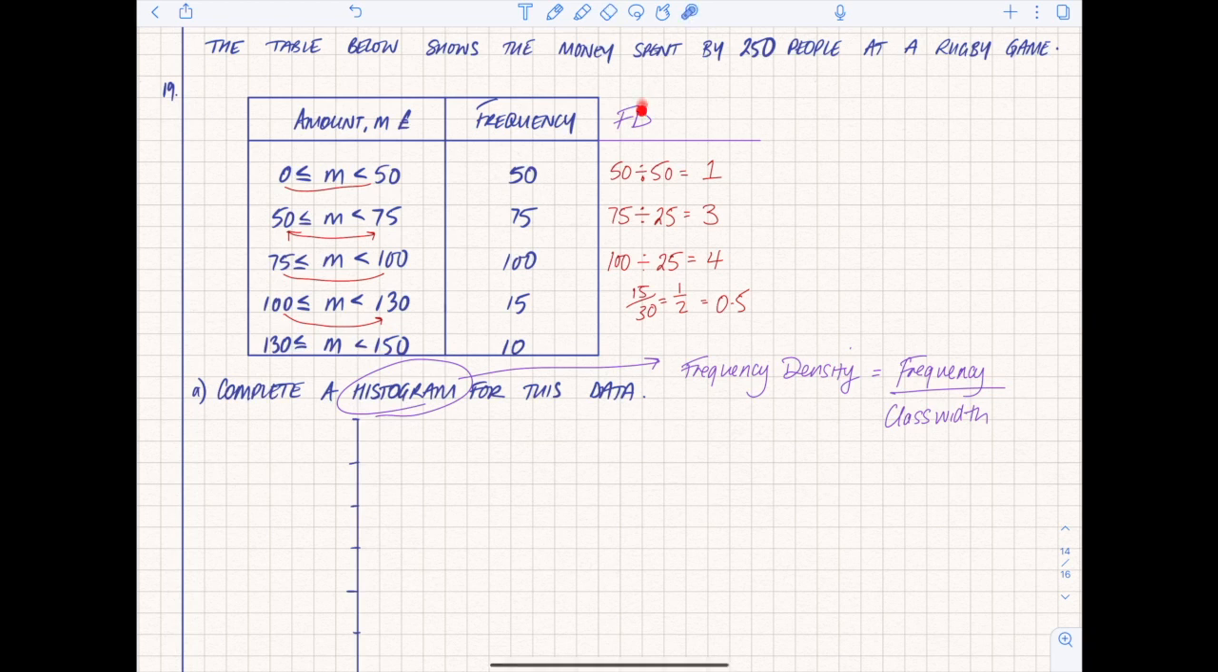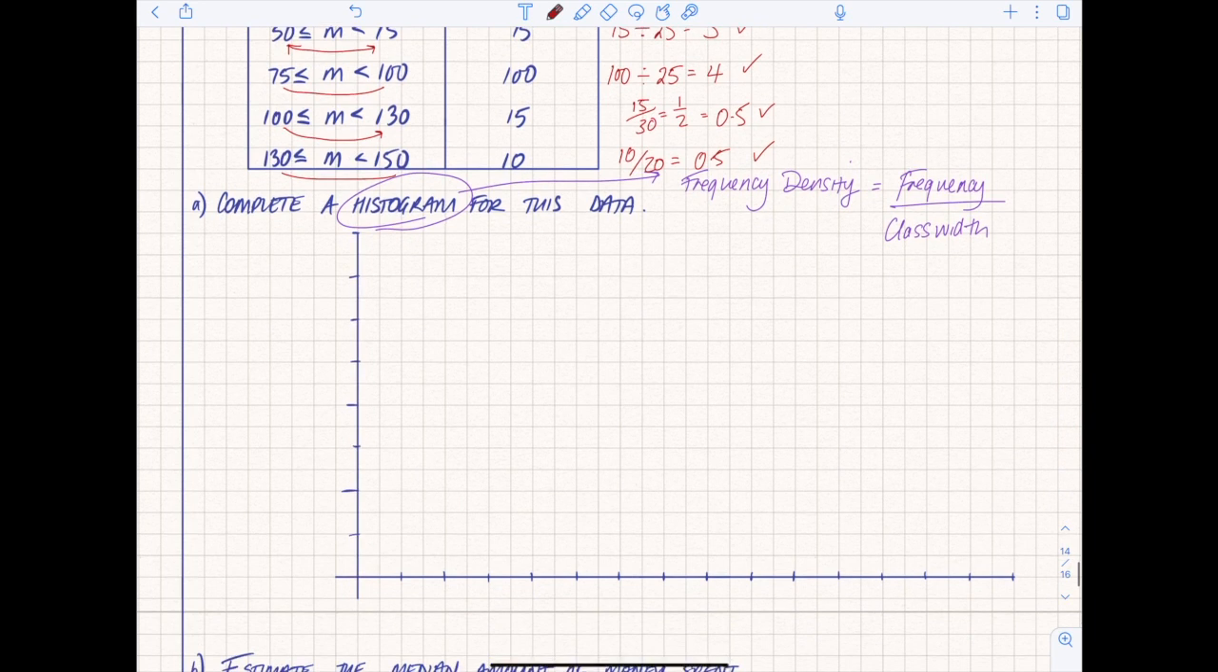Think about it like this. You're on this column, so you work backwards. That one divided by that. Okay. And then the last one, 10 divided by the difference between those two, which is 20. Same thing. It's not 20 divided by 10. It's 10 divided by 20, which is a half, so 0.5 as well. Okay. So we worked out our frequency densities, which is 1, 3, 4, 0.5, 0.5. So on your histogram, we need to label this y-axis as frequency density.